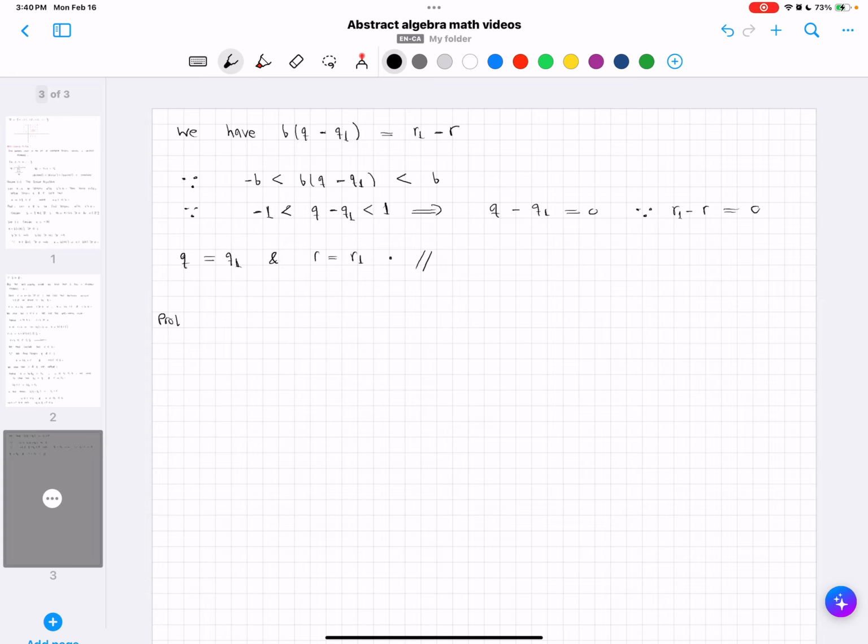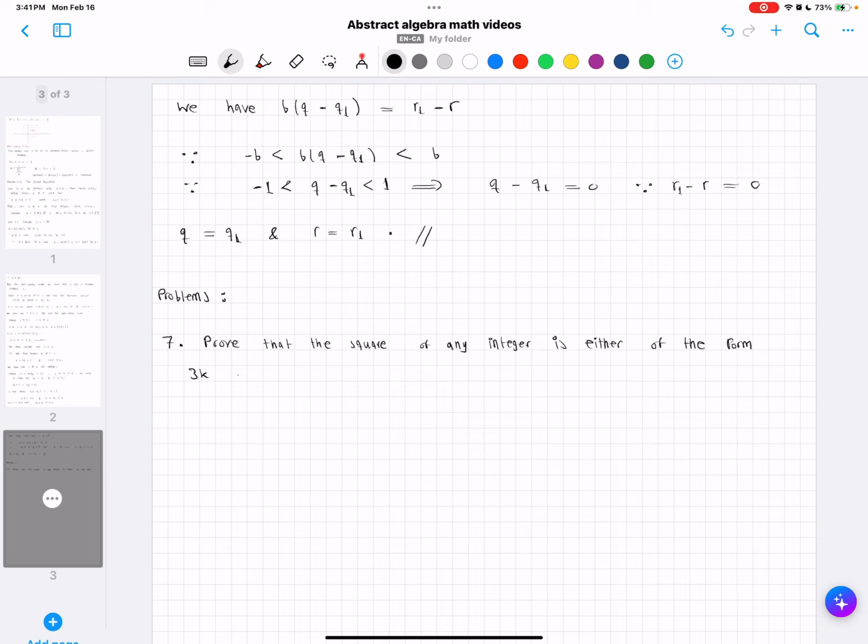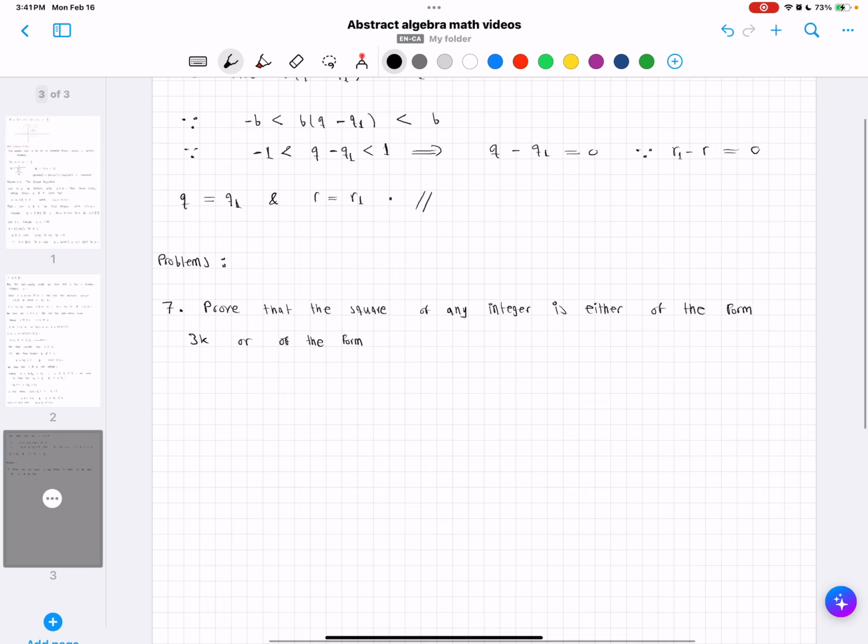So let me write here problems. So question 7 says, prove that the square of any integer is either of the form 3k or of the form 3k plus 1 for some integer k.